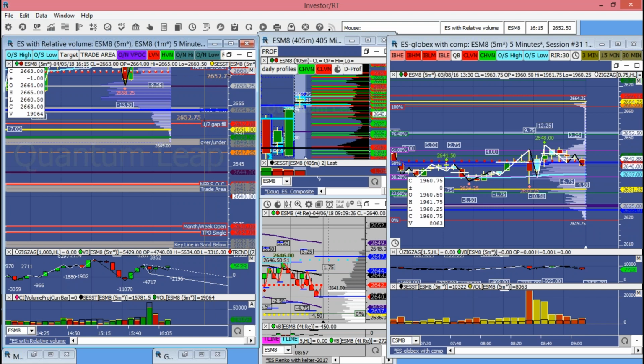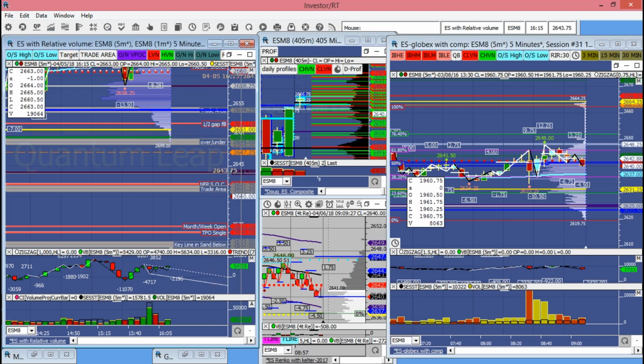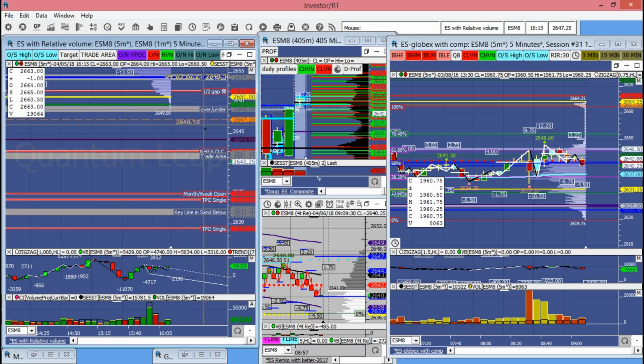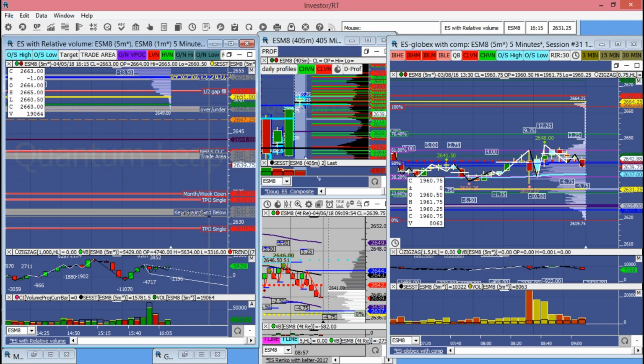49 and the 54. I'm looking for sellers to step in, rotate us down into the open, chop at the open, wherever it is, and then push down through, test the key line in the sand, maybe push into the single at 29, and then find buyers and rotate. And I'm looking for a rotational day below the prior day, testing between the 49 and the 29.